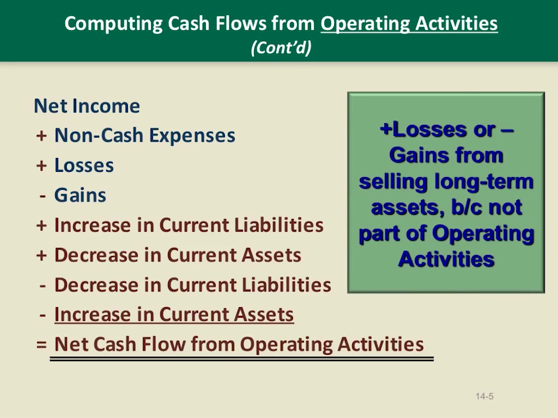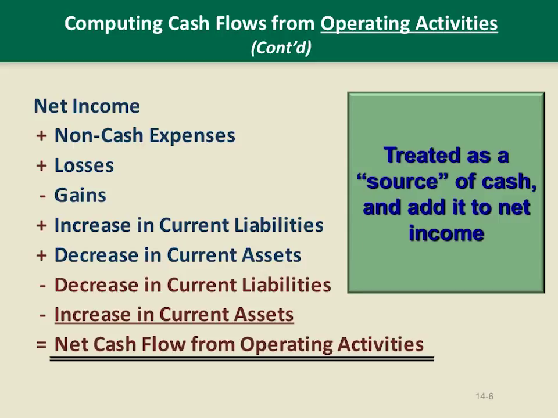Next, we're going to plus any losses minus any gains from selling long-term assets, for example, buildings, land. The reason I'm doing that is because those activities are not related with operating activities, they are related with our investing activities. So to reverse the effect on the net income, we plus the losses, we minus gains.